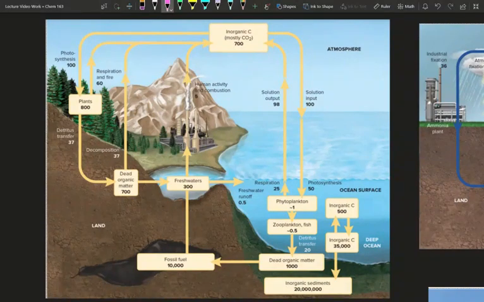Here's a graphic from our book that helps us kind of follow the idea of how much of each element is traveling and in what directions through what processes. These are in billion tons. So in a given year, about 100 billion tons of inorganic carbon from carbon dioxide is used up by the plants of the earth. Photosynthesis pulls CO2 out of the atmosphere, grows our plants.